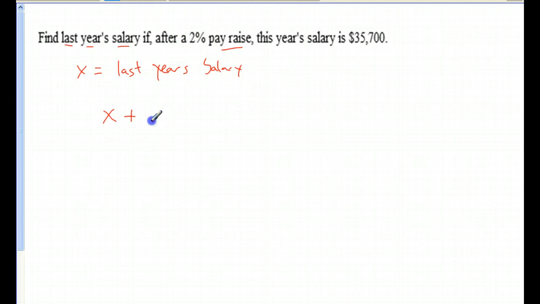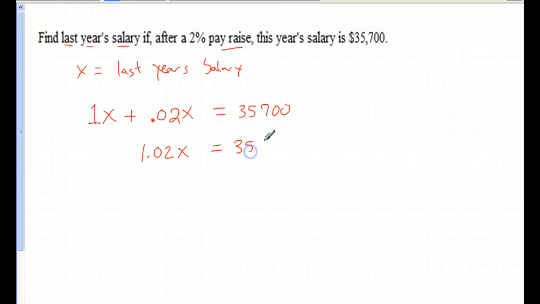Our raise is 2%, but again, a percent cannot stand alone. What's your raise based on? It's based on your last year's salary. So x plus 0.02x equals 35,700. So last year's salary plus 2% more than I made last year, added to that gives me my new salary. Okay, just like we did before. 1 plus 0.02 is 1.02x equals 35,700. Alright, and now I'm going to divide by 1.02 to get x by itself.